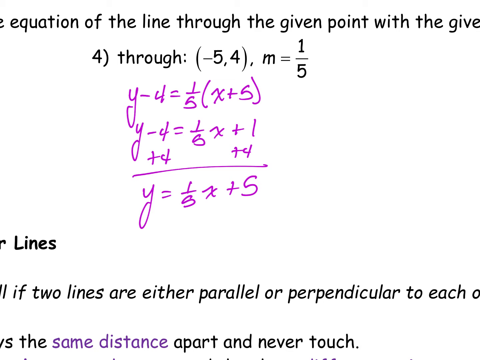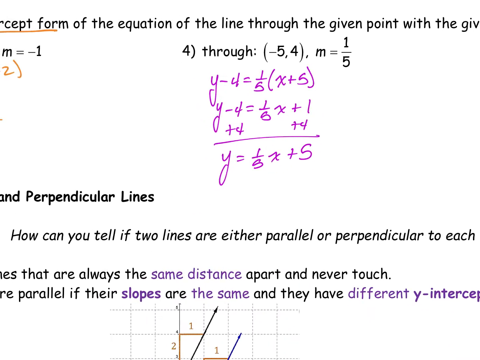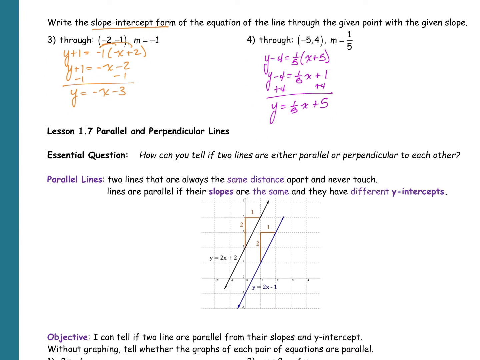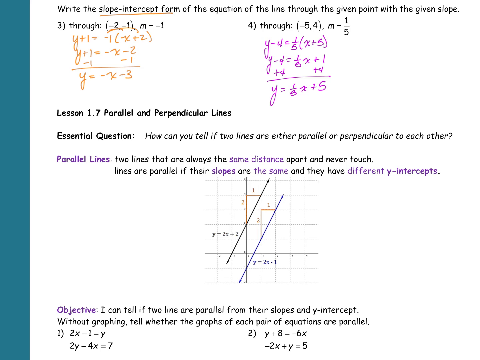Okay, so now we're going to move on to parallel and perpendicular lines. Yay. Ooh, the fun stuff. I know, right? How do we tell if lines are parallel and perpendicular? That's what we're going to talk about. Okay, so parallel lines are two lines that are always the same distance apart and they never touch. That's the definition of parallel, right? And lines are parallel if their slopes are the same and they have different y-intercepts. So they have to have the same slope and different y-intercepts.